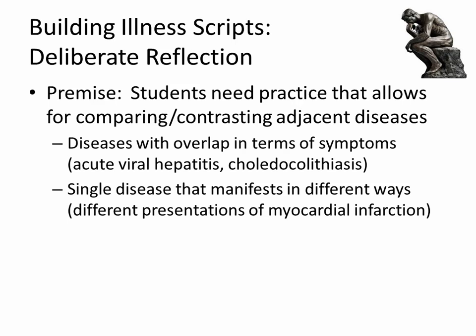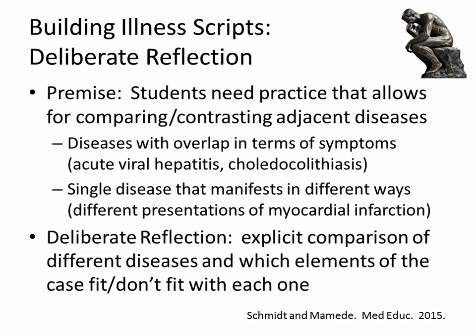So acute viral hepatitis and choledocholithiasis can both present with acute onset right upper quadrant pain and vomiting, but students need to understand how they may differ in other ways. Or a single disease that manifests in different ways, so the varying different presentations of myocardial infarction. Deliberate reflection involves explicit comparison of different diseases and which elements of the case fit and don't fit with each one.